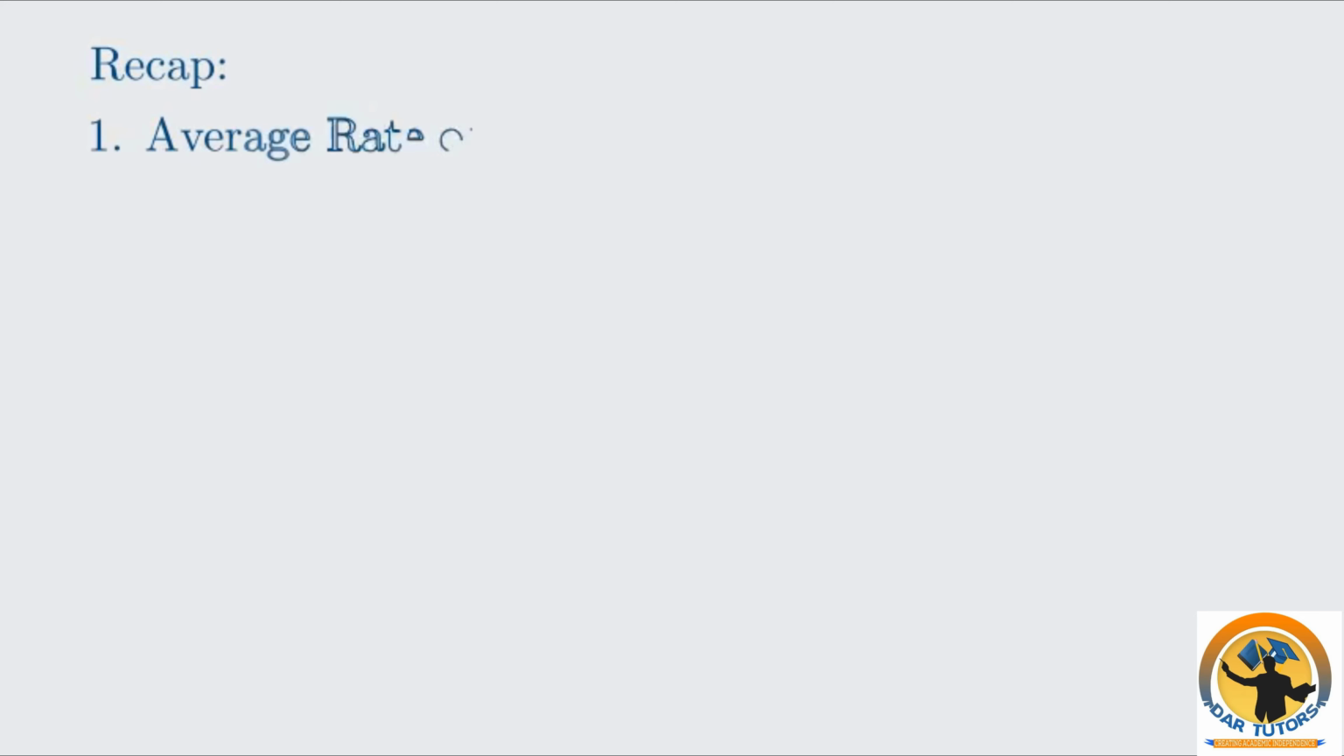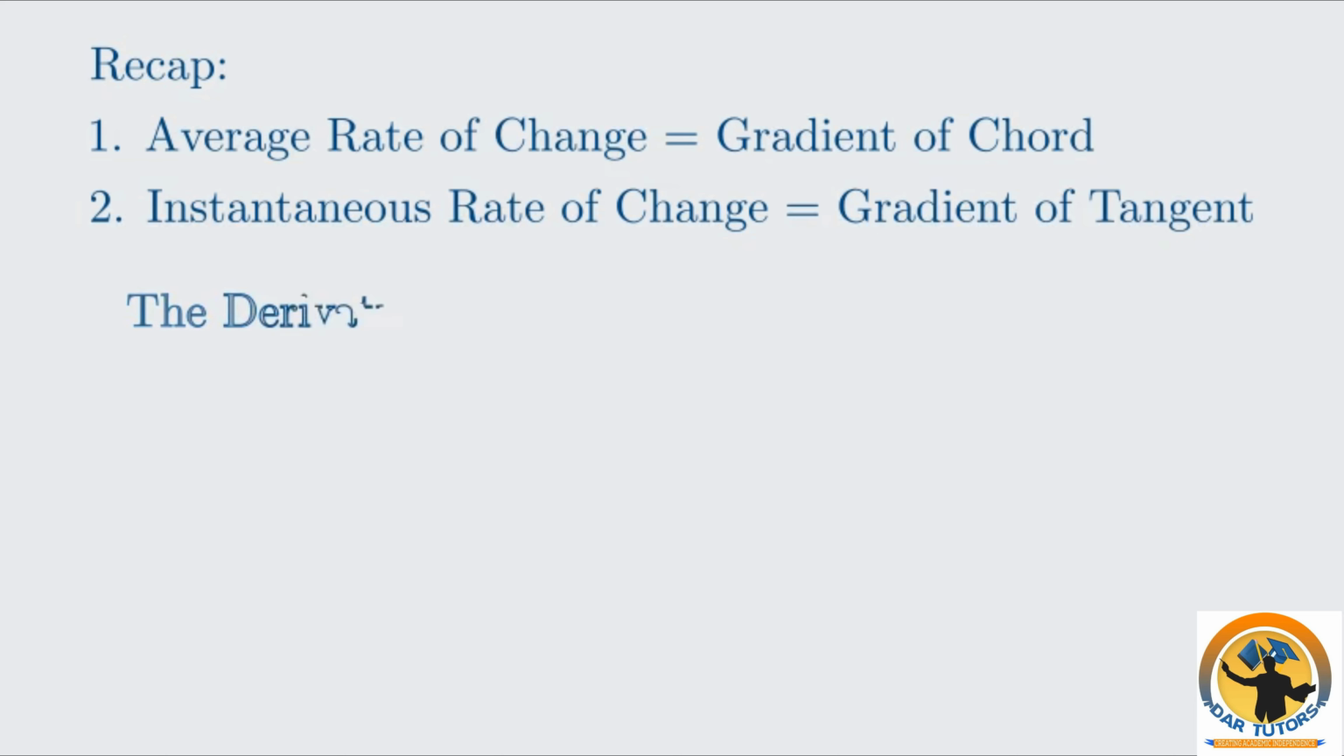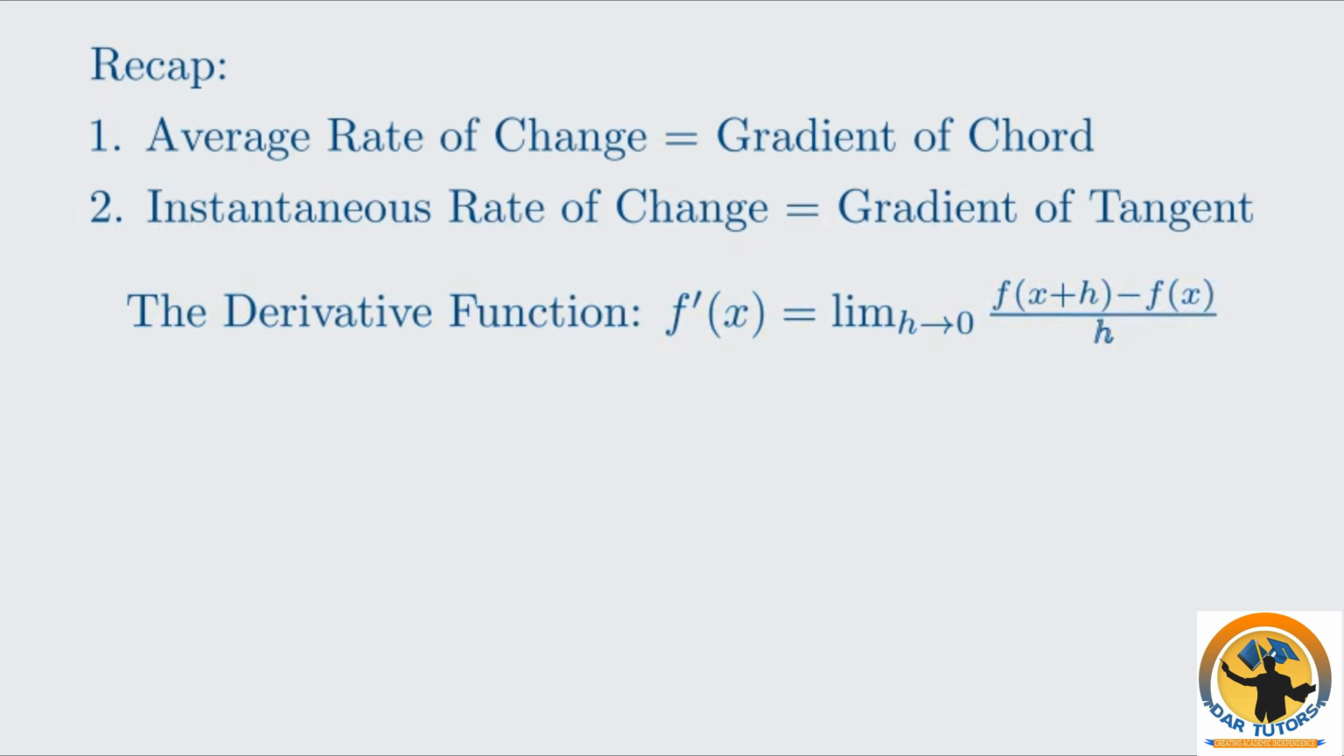We then extended this to instantaneous rates of change, which are the gradients of tangents. We saw how to estimate these from a graph, and, more importantly, how to calculate them precisely using the limit definition. This led us to the concept of the derivative function, f prime of x, which gives the gradient of the tangent for any x.